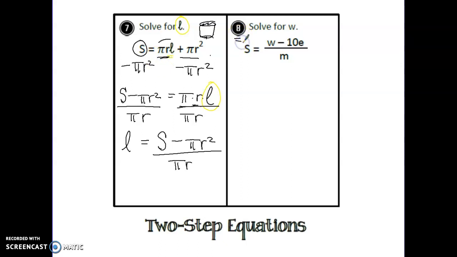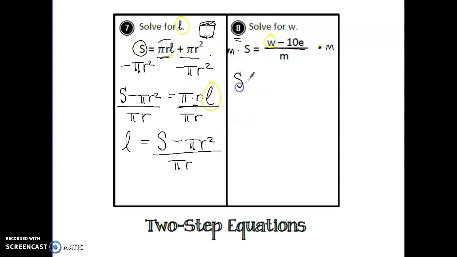All right. Number 8. Hopefully you had a chance to try that. This time we're looking for W. This is not a formula that I recognize at all. This one is just practice solving literal equations. So remember what we would do first. We would get rid of fractions. So hopefully you multiplied both sides by m first, because m is dividing all this stuff. So you have to get rid of it by multiplying.